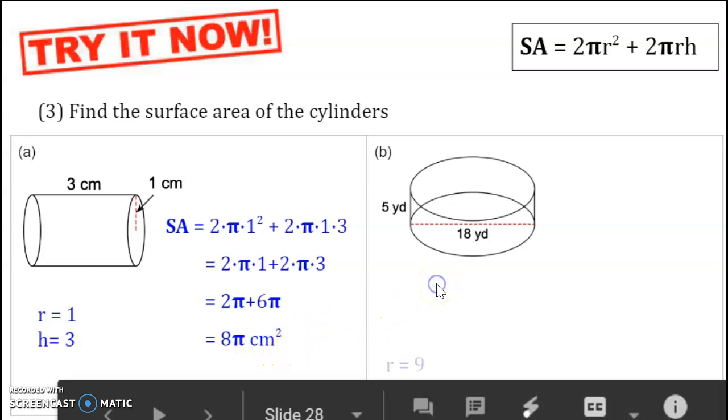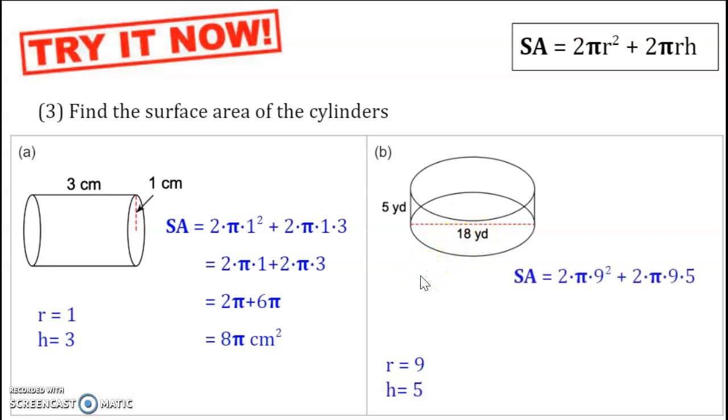And that simplifies to 8 pi centimeters squared. And then in this problem, r is 9 because the diameter is 18 yards, and the height is 5. So surface area is 2 pi r squared, that's 9 squared, plus 2 pi r times 5, which is the height, which simplifies to 252 pi yards squared.